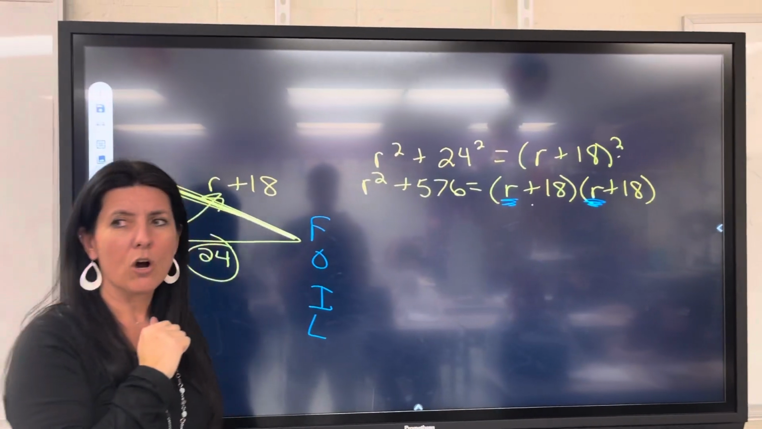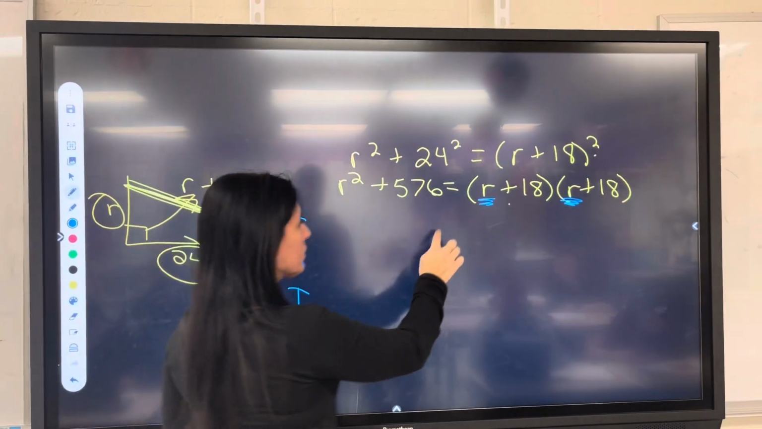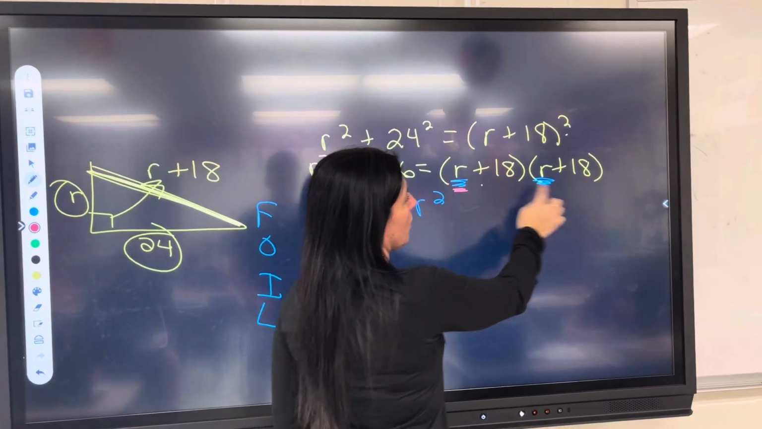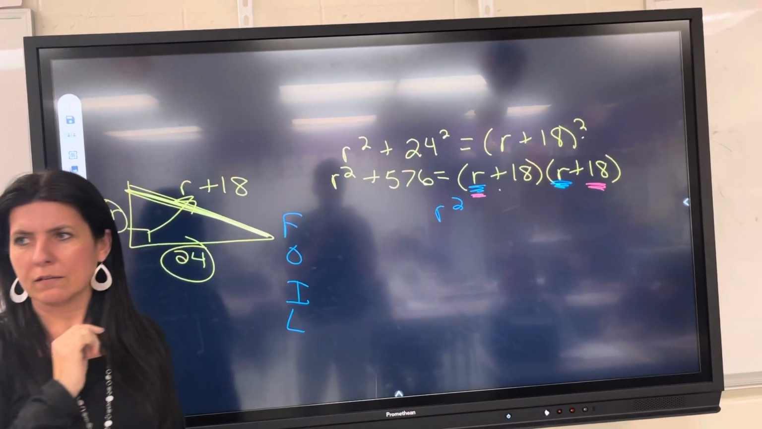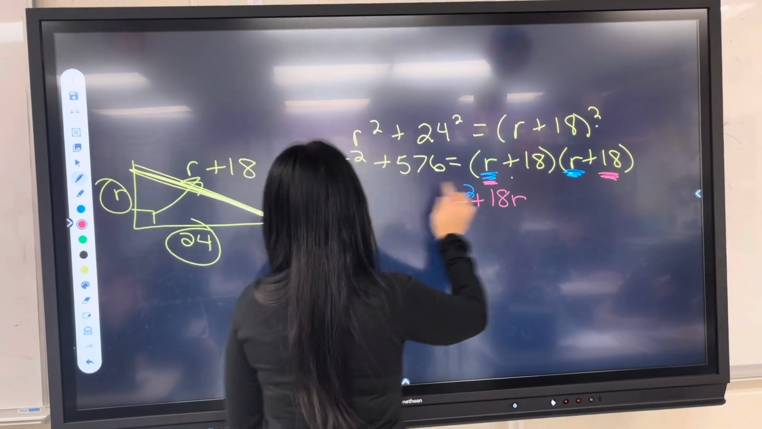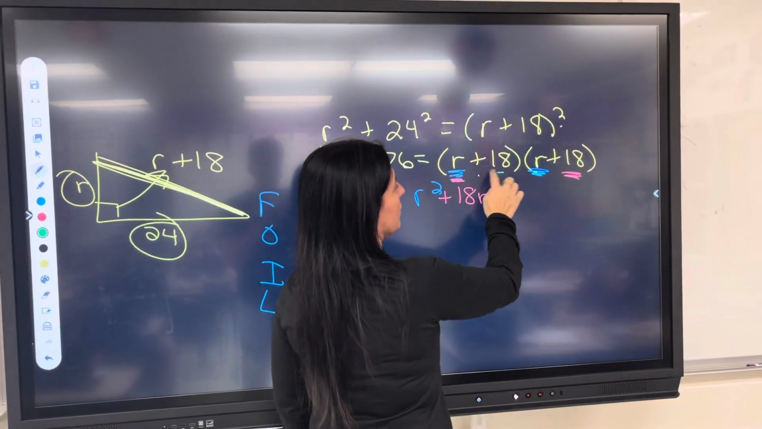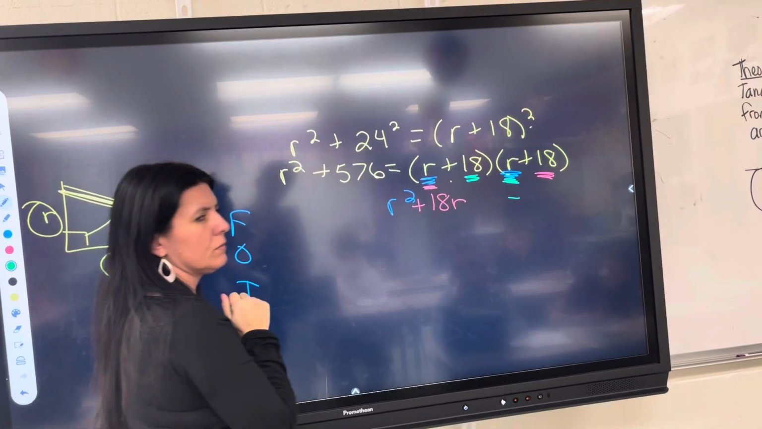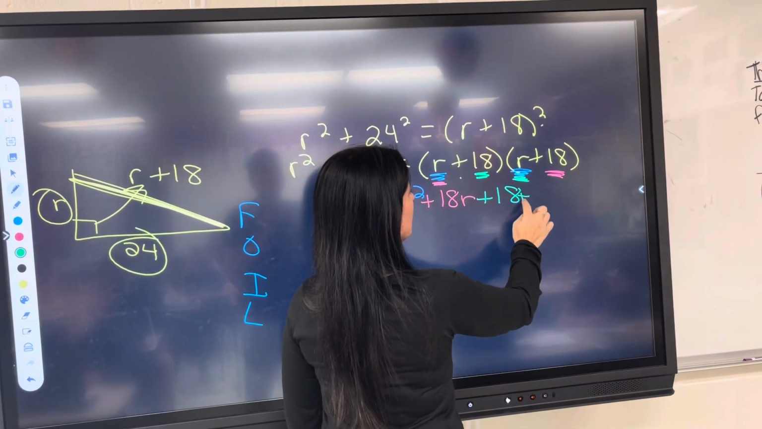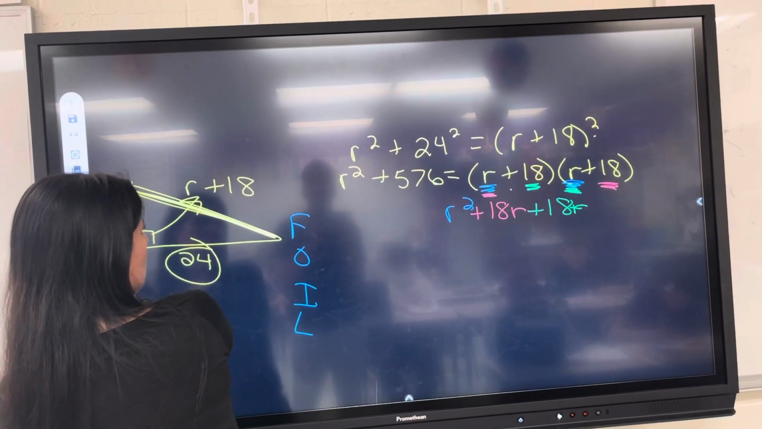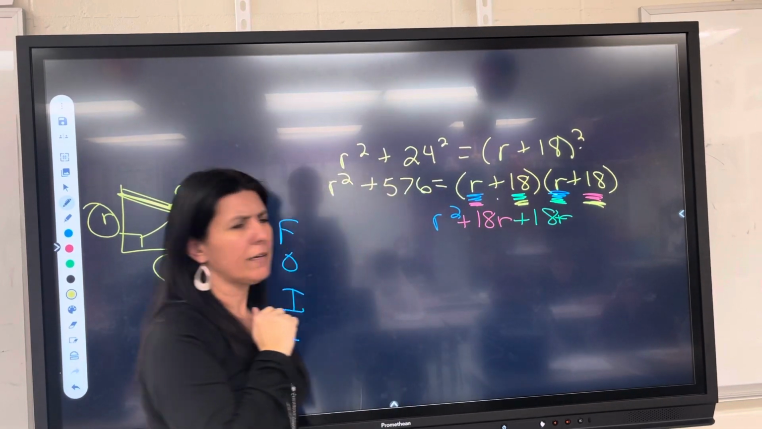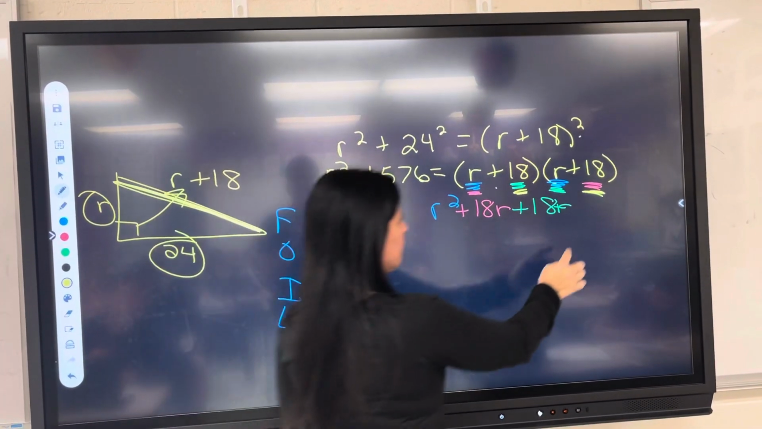So what's r times r? R squared. Maybe if I use colors, this will help. Outer, r times 18, what does that give me? R times 18 gives me 18r. Inner, 18 times r, what's that give me? 18r. And last, we'll use this one. 18 times 18, what does that give me? 324.